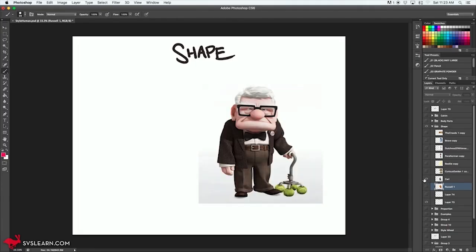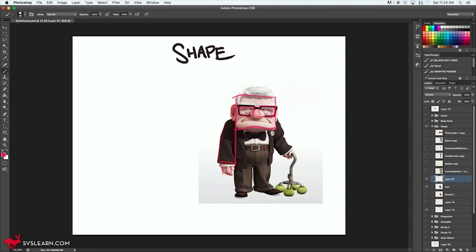All right. On the flip side, you have Carl Fredricksen. And as I pointed out before, every shape in this character is squares. Squares for the glasses, squares for the ears, squares.